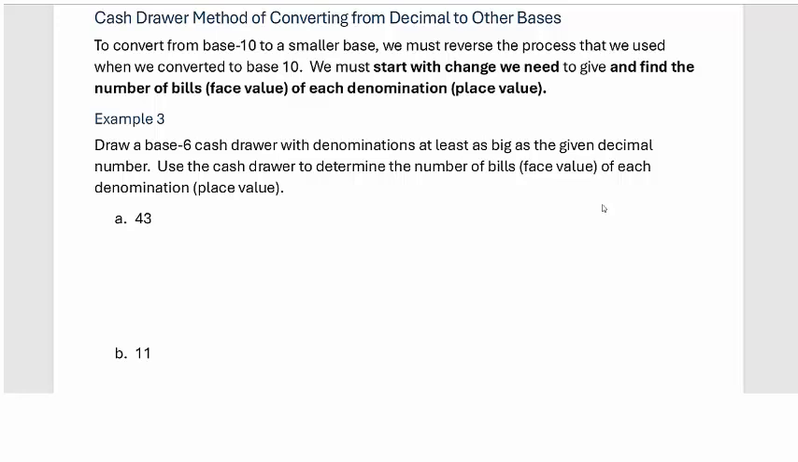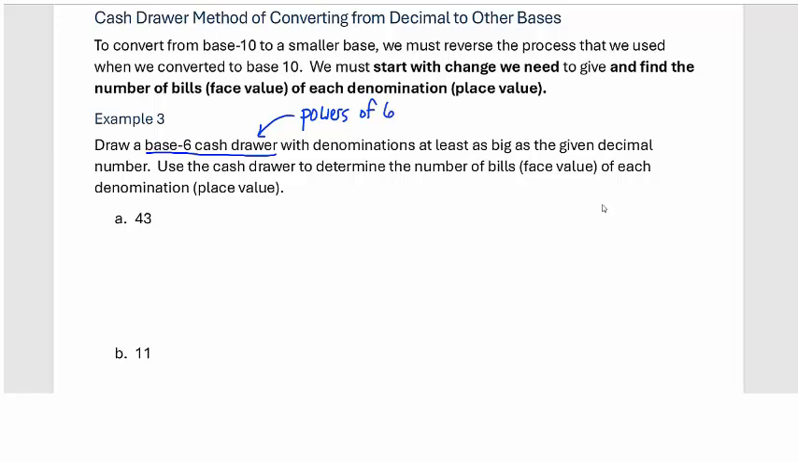We're going to think of the face values as being the number of bills we need in the cash drawer, and we're going to think of the place values as being the denominations of those bills. Unlike a normal grocery store cash drawer, though, in this problem it says draw a base 6 cash drawer. What does that mean? In a normal grocery store, we would have denominations of $1, $5, $10, $20, the typical denominations you see in bills. But in a base 6 cash drawer, all of the denominations will be powers of 6.